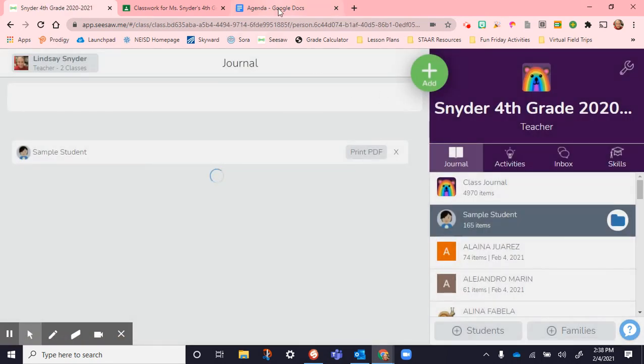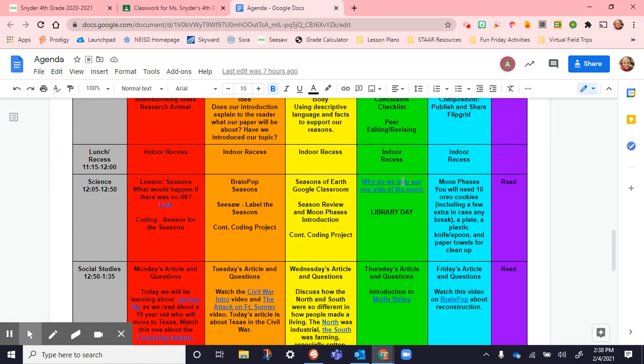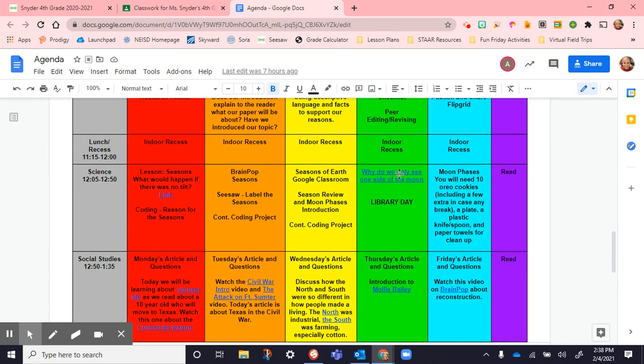And then we had library today, so we just watched this link right here. It says, why do we only see one side of the moon? So you can click that and watch that and see what the reason is.